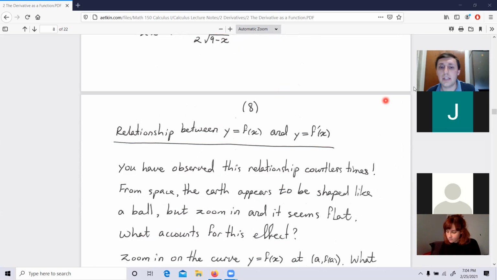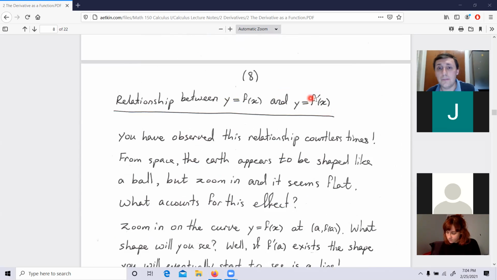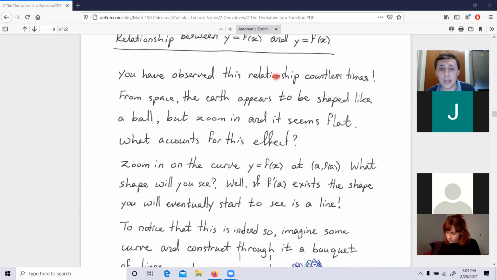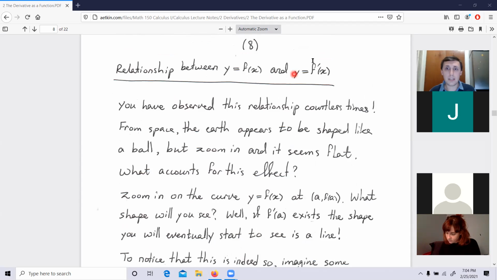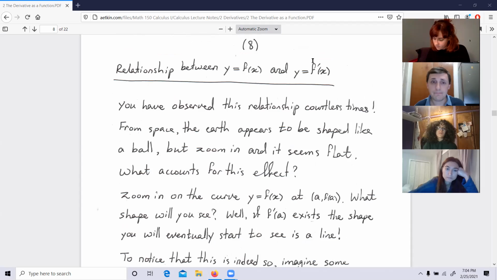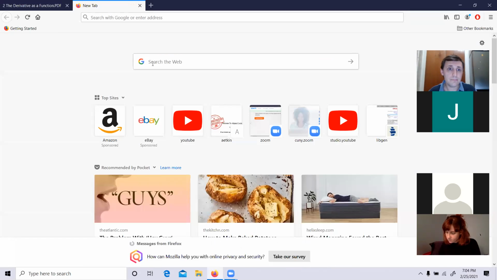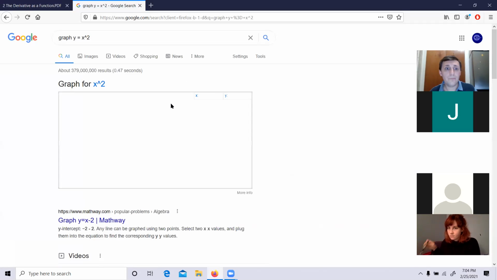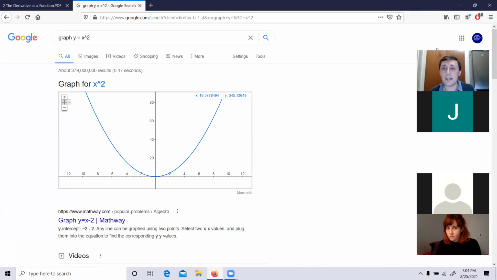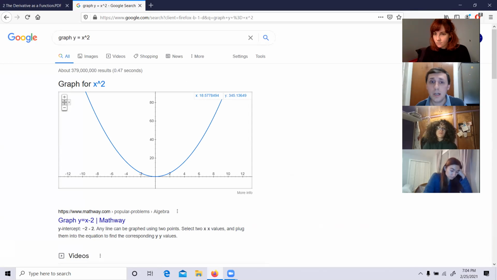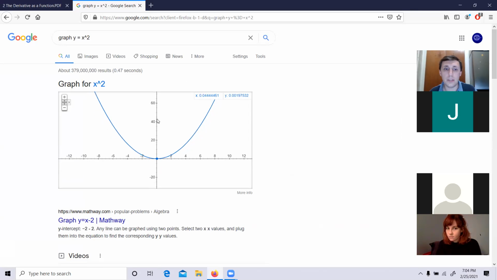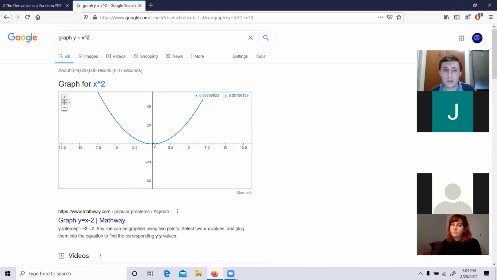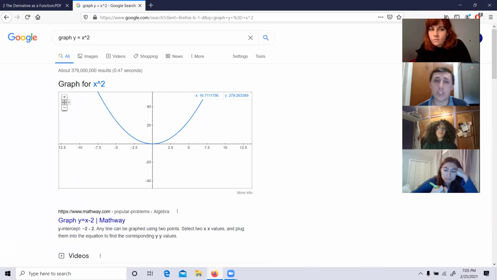Now we're going to investigate the relationship between the derivative and the function, right? How are they related exactly? Okay, guys. And for that, let me ask you this question. Do you see this graph? This is the graph of y equals x squared, yes? Could you tell me what shape the graph will look like if I zoom in at the point 0, 0? Do you see this point 0, 0? What is going to be the shape of the graph when I zoom in at 0, 0?